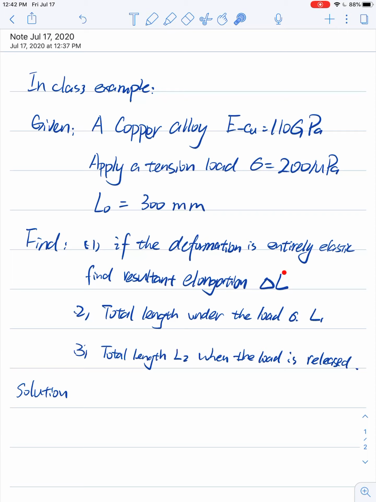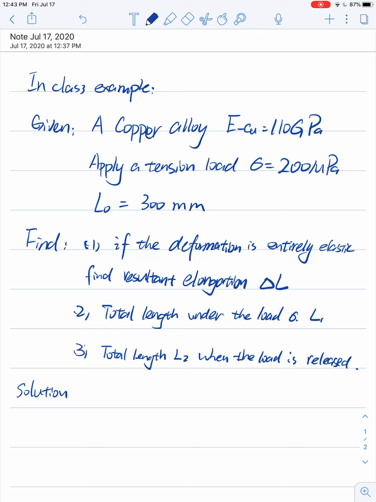We want to find out what is the resultant elongation delta L when you apply this tension load, and we assume the deformation is entirely elastic. The second thing we need to find out is what's the total length when the load sigma is applied. And the third thing we want to find out is what is the total length L2 when the load is released. Okay, let's work together to see how to solve this problem.